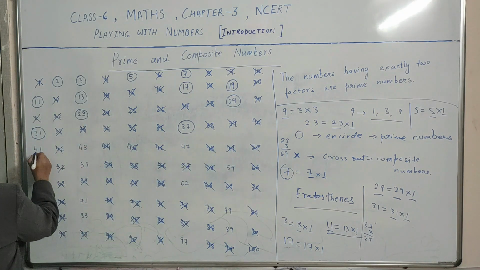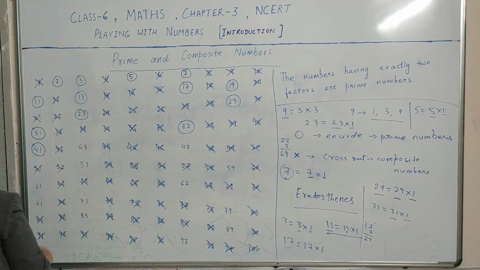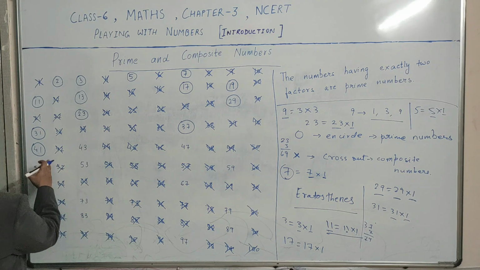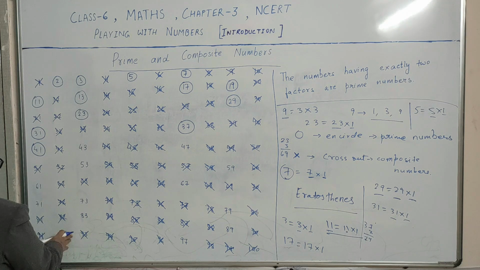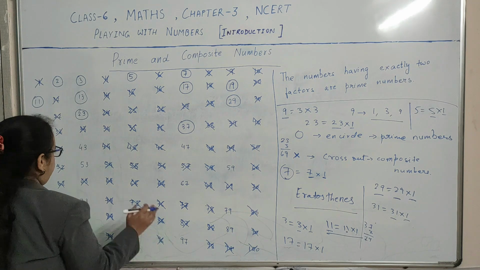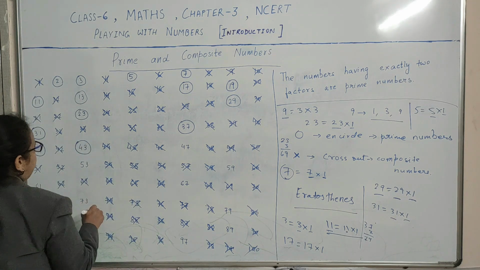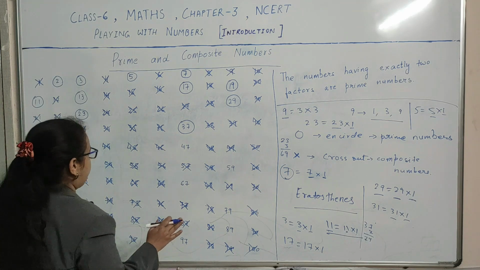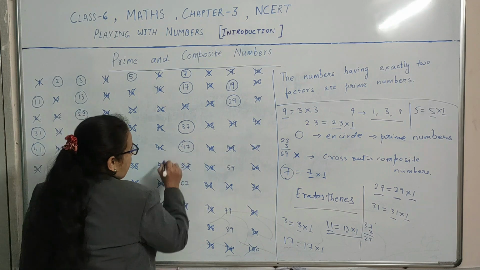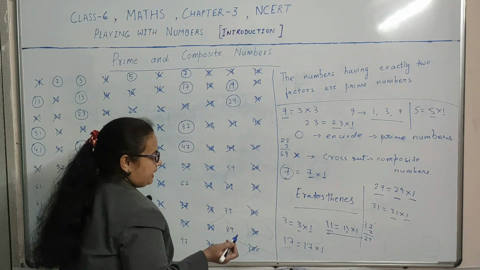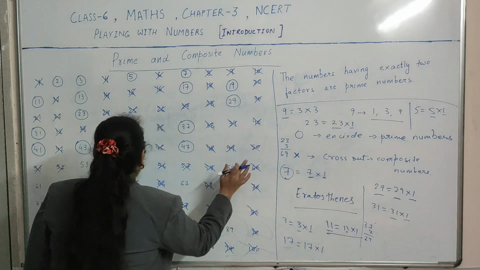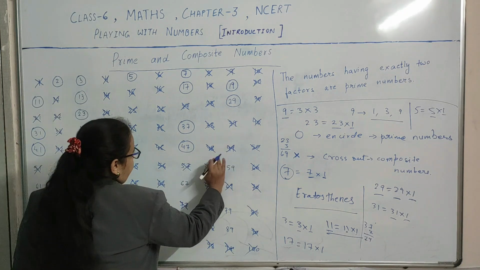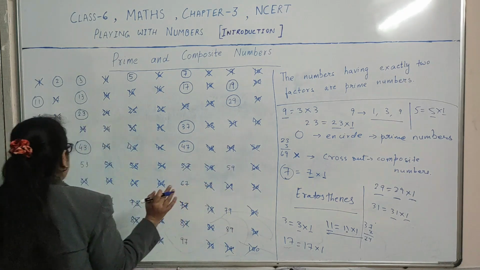Now the next one is 41. It is a prime number. We will encircle it. Its next multiple is 82. It is crossed out and the next will be beyond 100. Now it is 43, a prime number. It can only be represented as 43 multiplied by 1. 47 is also a prime number, 47 multiplied by 1. The other numbers are already crossed out, meaning these are not prime numbers. These numbers are all composite numbers.